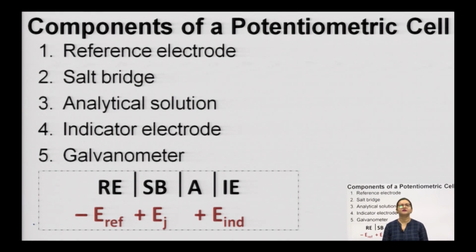Then the third one is our analytical solution. What is the analytical solution? The test solution, or the solution of the analyte whose concentration is to be determined. Whichever analyte we want to find out, its solution in any form must be an electrolytic solution. Why electrolytic? So that it can break into ions well. What is an electrolytic solution? An electrolytic solution is a solution in which the salt is a very good electrolyte which can diffuse into its ions very easily when dissolved in a solvent.